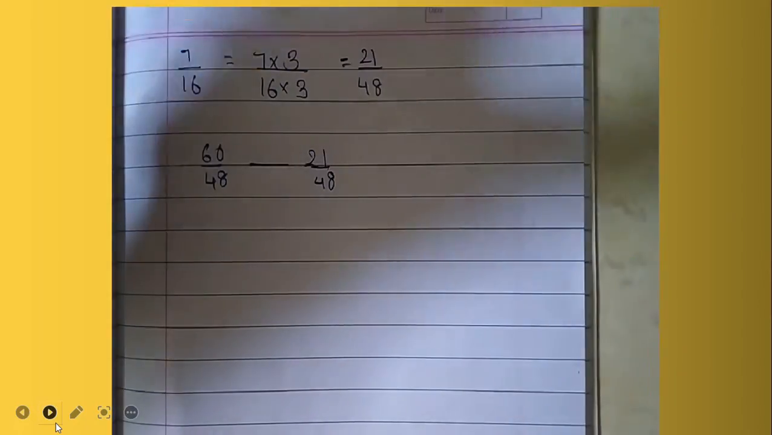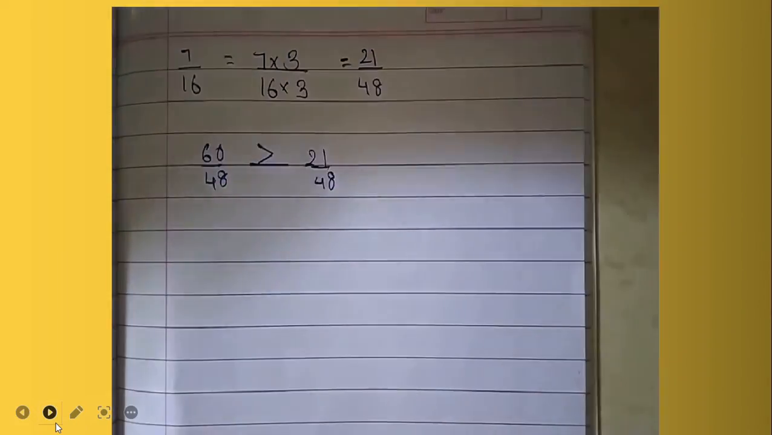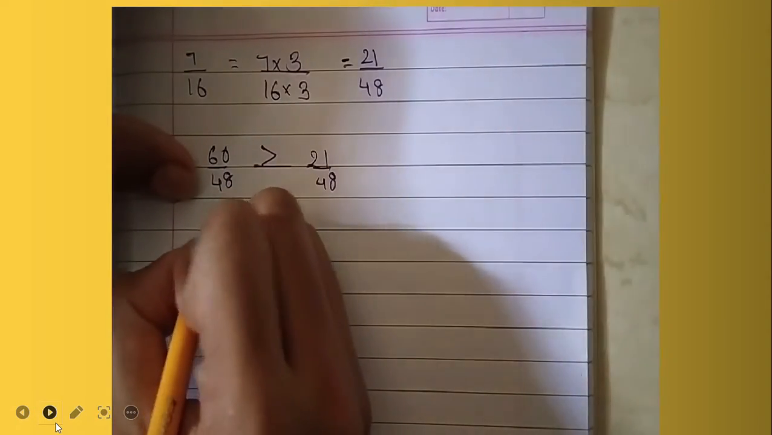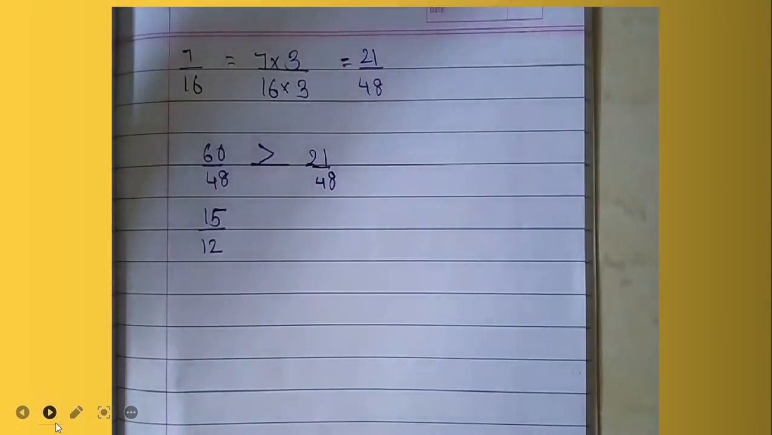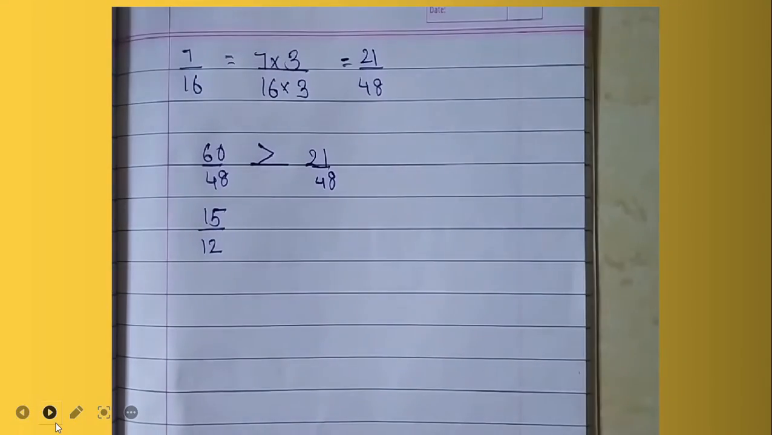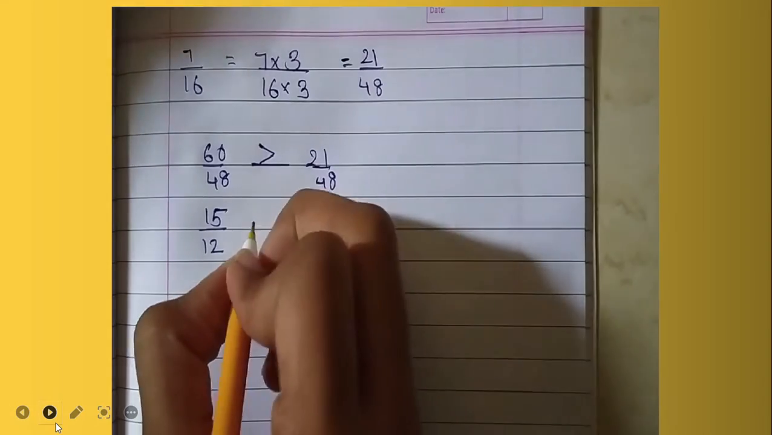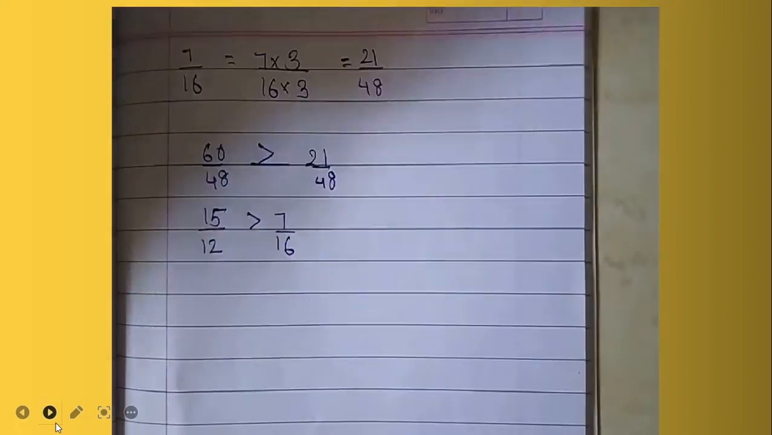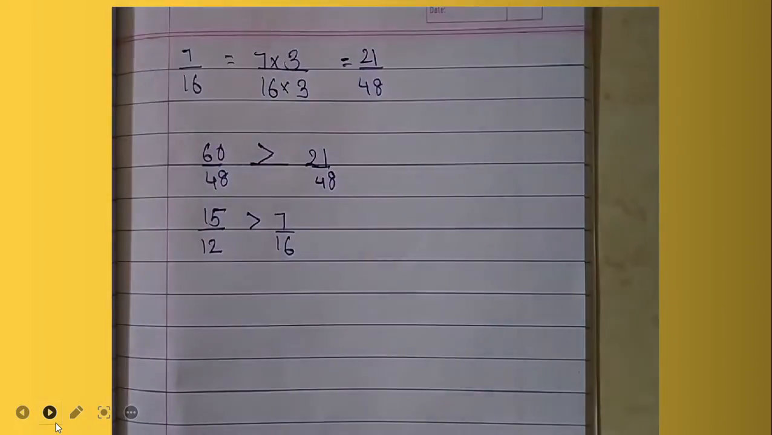So obviously 60 is greater. What was that number? It was 15 upon 12, right? We converted 15 upon 12 into 60 upon 48. So this is greater than 7 upon 16. This is the way we are going to solve.